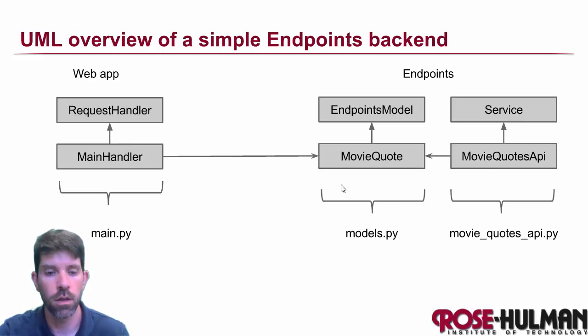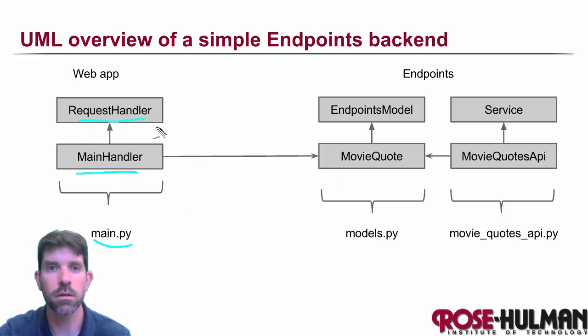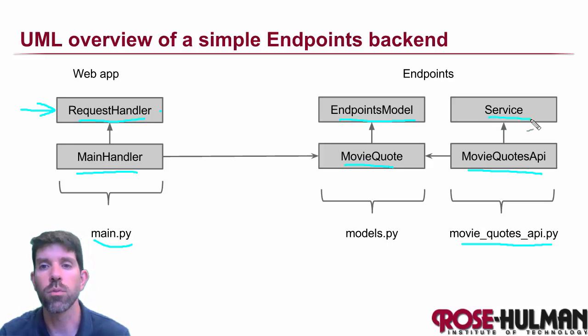Let's dig in a little bit further. Let's look at the UML, the different classes that we're going to be dealing with here. In main.py, we're going to be using a main handler that extends request handler. Again, these are Google classes, up on the top. Our model class is going to be movie quote, and that's going to extend endpoints model, again another Google class. And third, in our API file, we're going to be writing a movie quotes API, and that's going to extend service, which is a class in the proto-rpc.remote package, being used for remote procedure calls and using a Google Endpoints proto data store. So they're the storage.